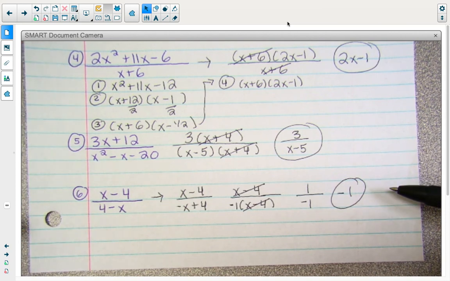So in this problem, we had to factor out a negative 1 so that my signs would match up, so that everything was exactly the same, because that's the only way that you can cancel something out. And I'm going to do another one of these where we have to factor something out.